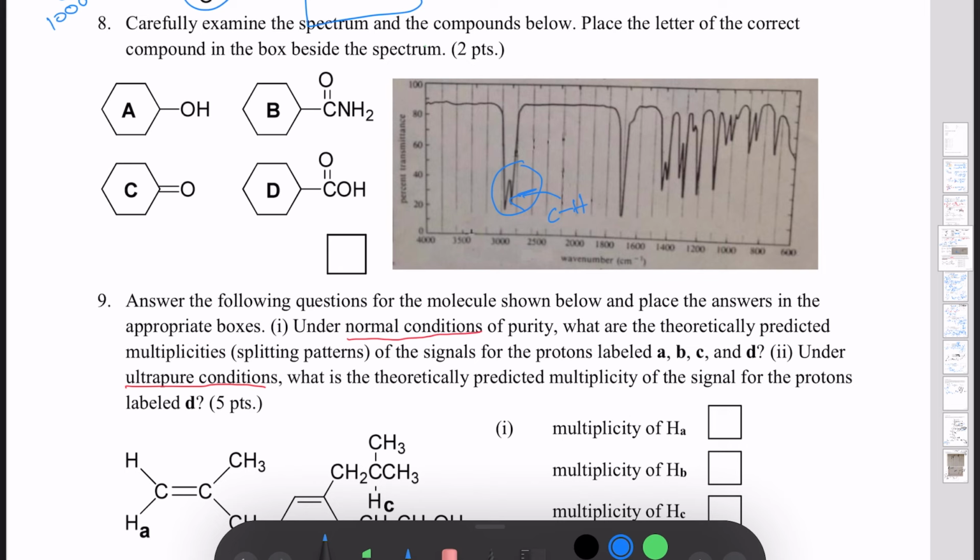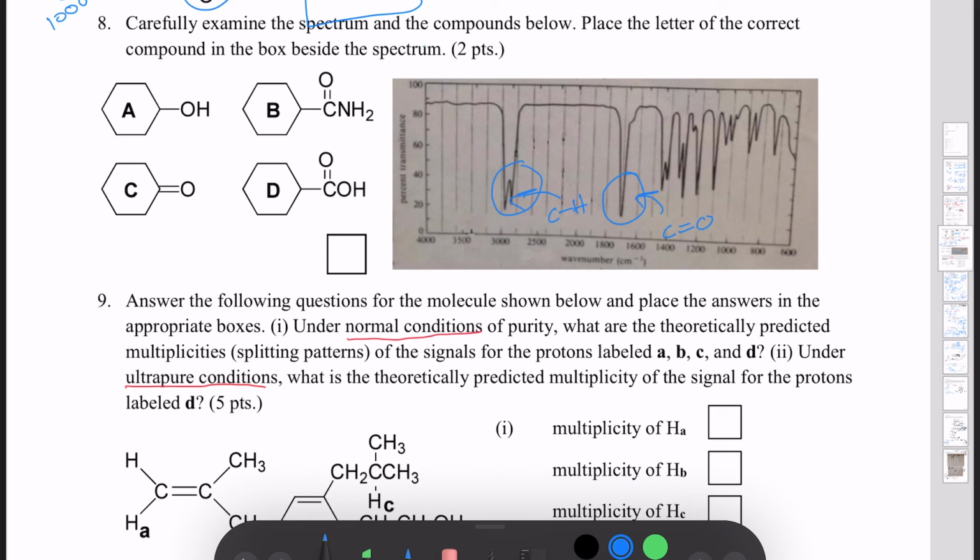And also we see that there is a peak corresponding to a carbonyl carbon, right around 1700, as I had shown in part 7. So, in question 7. So, let's look at our choices.